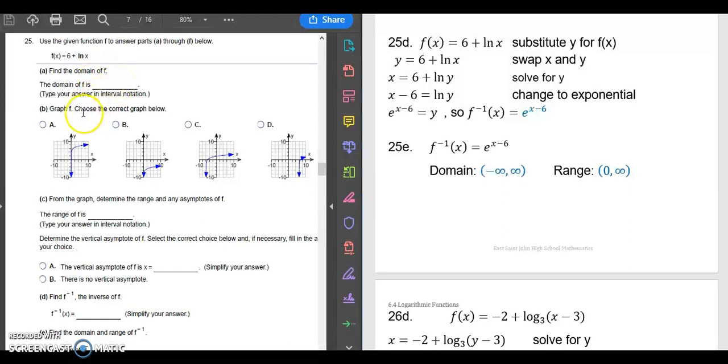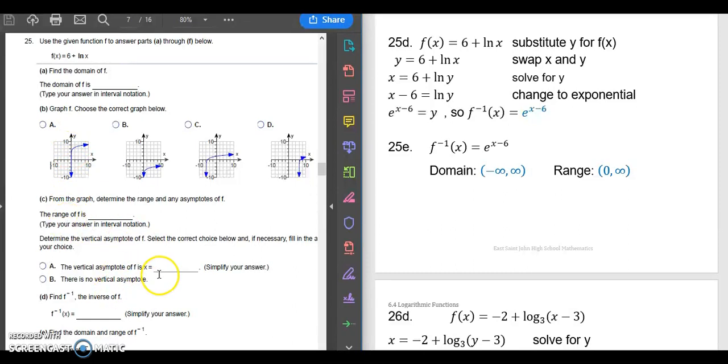The graph now, we have a logarithmic function, and 6 is being added to it, so that means it is going to be shifted up 6 units. So we're looking for the logarithmic function that's shifted vertically 6 units. So the answer choice here is going to be A. And then C, it says from the graph, determine the range and any asymptotes of the function. Looking at the graph, the range of the function goes from negative infinity up to positive infinity. The asymptote is going to be a vertical asymptote at x equals 0.